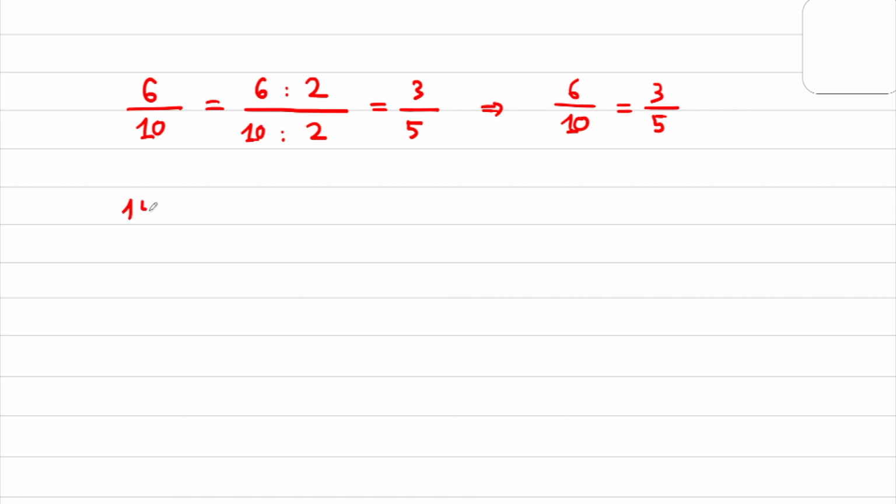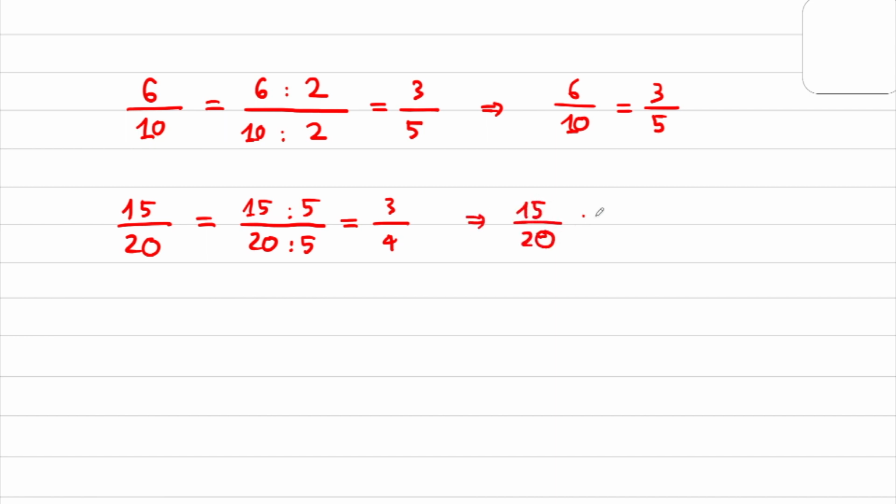Another example, you have 15 here and 20 here. Using division, how can you make a further equivalent fraction? I can see that 15 and 20 are both divisible by 5. So I will make 15 divided by 5 and 20 divided by 5. 15 divided by 5, you get 3. 20 divided by 5, you get 4. So you can write 15 over 20 equals 3 over 4 like this.